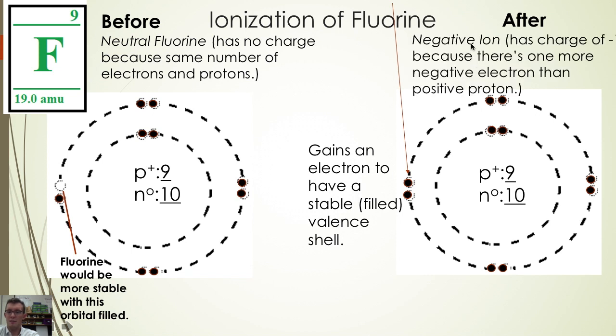And in the process, fluorine will become a negatively charged ion. It'll get a charge of -1. I know that's kind of hard to see on your screen here. It'll get a charge of -1 because there's one more negative electron now than there are positive protons. There are now 10 electrons and only 9 protons. So we can represent this as fluorine with a -1 charge, whereas before it was ionized, fluorine had no charge at all.